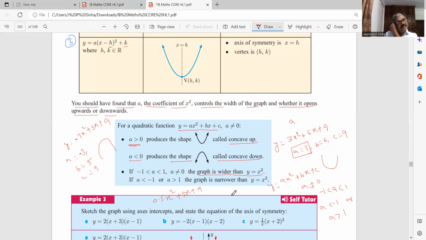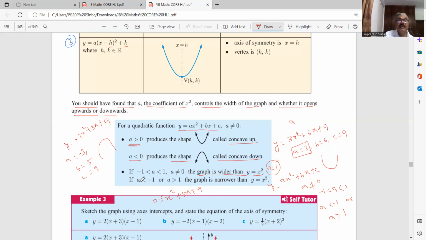Correct? Because here in this case, what is the value of a? In this case, a is equal to 1. In this case, y is equal to x square. What is the value of a? A is equal to 1. Correct? So if it is between -1 and +1, then your graph will be wider than y is equal to x square.